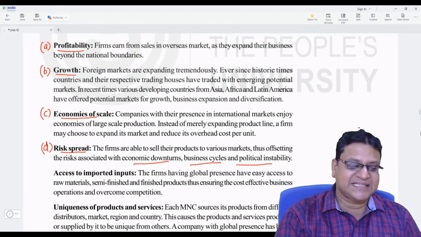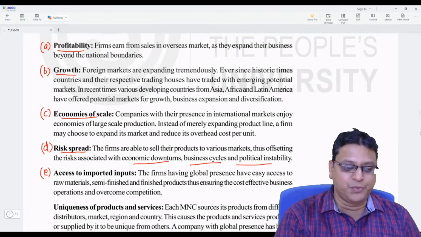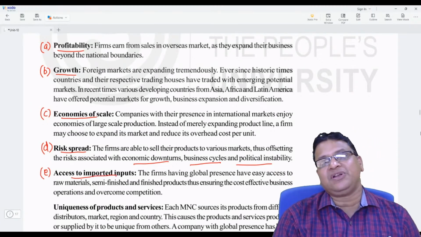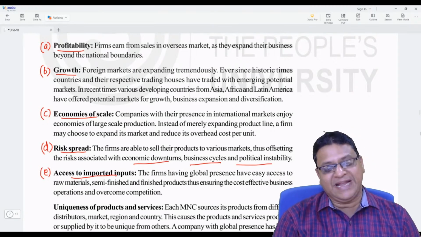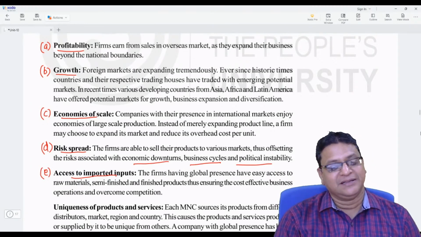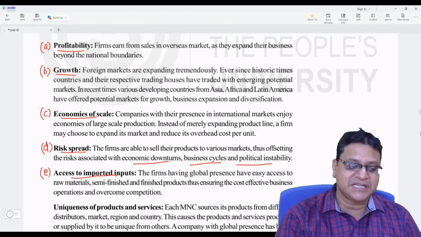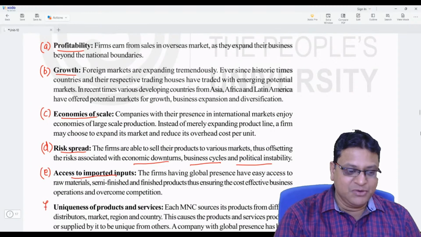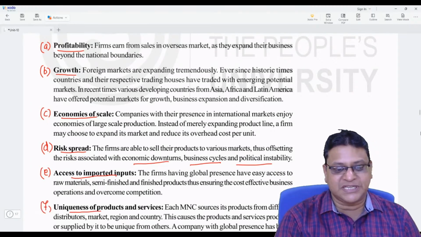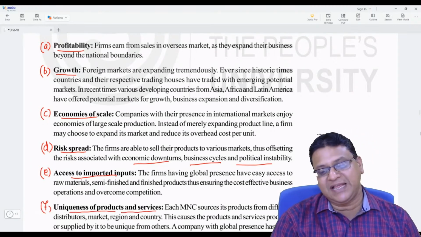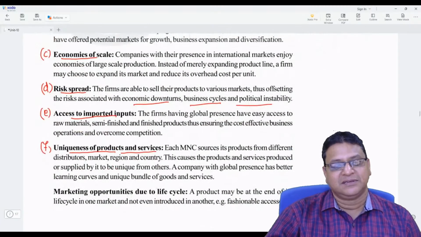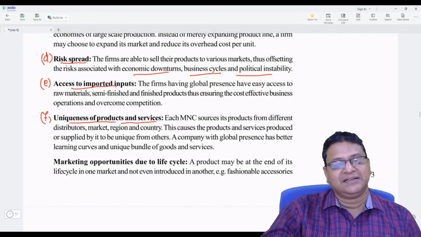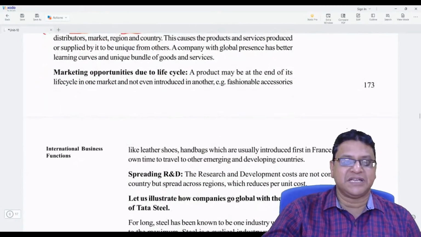Next, access to imported inputs. There are certain inputs which are necessary for your business. If you want to get uninterrupted supply of those inputs, you can go for international business. Then uniqueness of products and services. If you want to design your product uniquely for different markets, you have to go for international business.